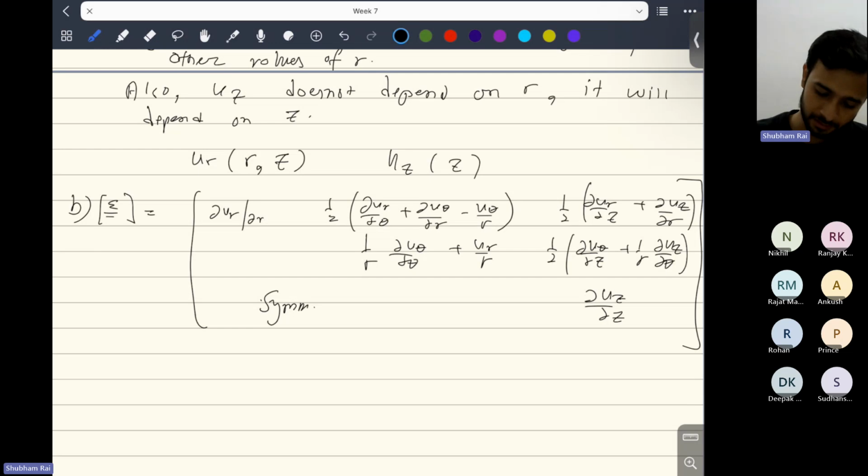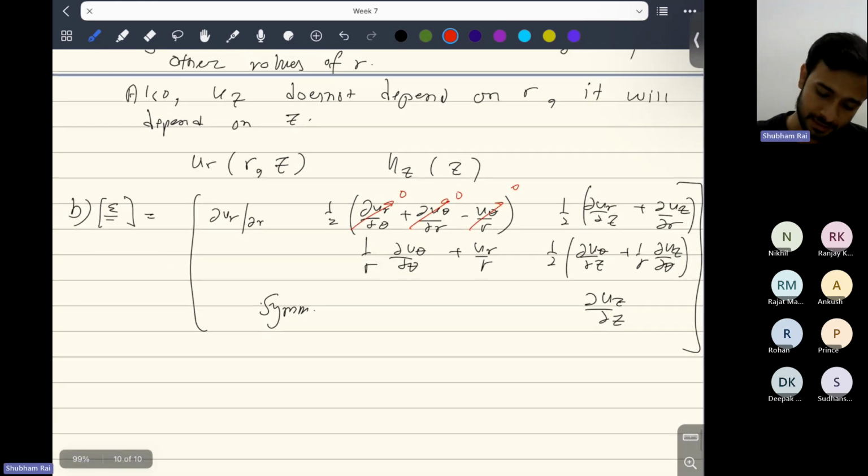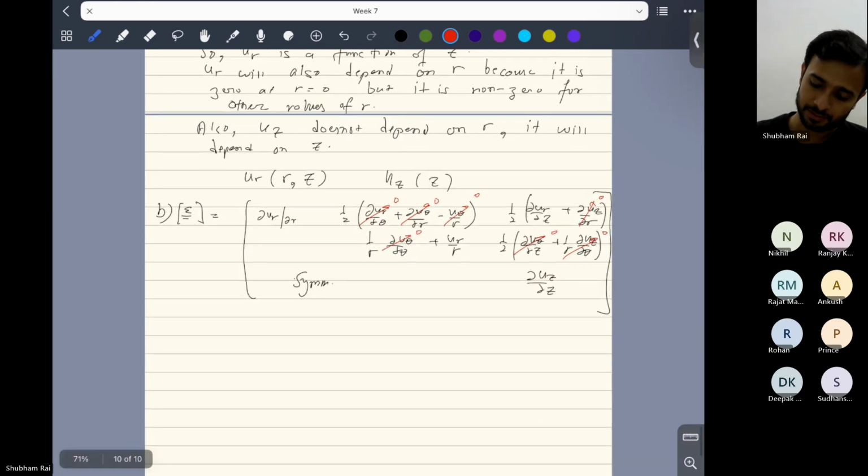The first term will be non-zero. But if you see the second term, since u_θ is zero and no variable is a function of θ, then ∂u_r/∂θ will be zero because u_r is not a function of θ, and u_θ is given as zero in the question. This will be zero, and this will also be zero. Similarly, ∂u_r/∂z will be non-zero, but ∂u_z/∂r, because u_z is not a function of r, will be zero. Similarly, here also u_θ is zero, and in the next term also u_θ is 0, and u_z is not a function of θ. This will be 0. So you will be left with these terms here.